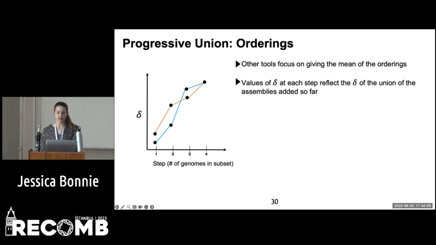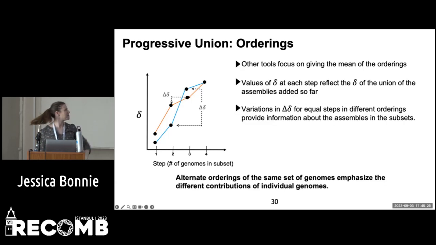So, for example, in these two orderings, the change in delta, the delta-delta, between sets of size 2 and 3 is notably different. The low slope for the orange line between these steps indicates that the third assembly in that ordering contributes less unseen sequence than the third assembly of the blue ordering. And it looks like my PowerPoint conversion did something strange with that last point. So just imagine that point is up there. Okay. So, alternate orderings of the same set of genomes emphasize different contributions of individual genomes.